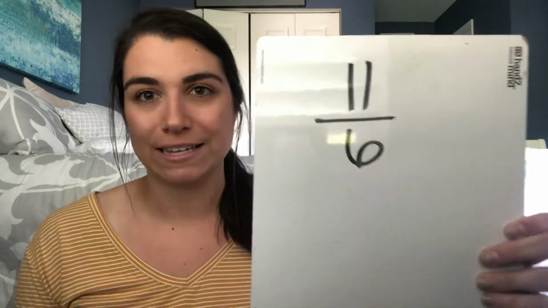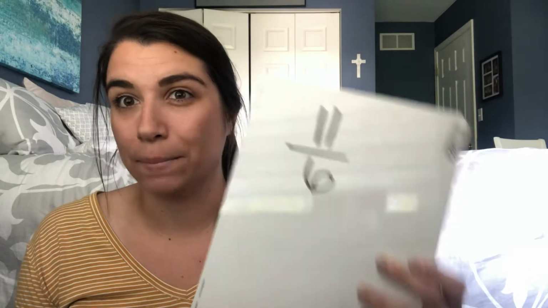So pause the screen when you see it, try it on your own, see what you get, and then watch the video. Now, if you get it wrong, you can fix your answers. Remember, you can pause it as many times as you want, even if it's not when the problem is first there, like if I'm going too fast for you. So here is our first problem. You have 11/6, and I want you to change this to a mixed number.